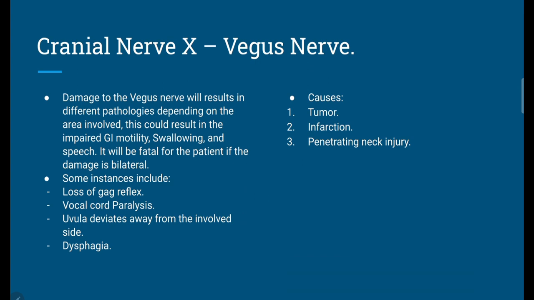Let's look at the clinical relevance. Damage to the vagus nerve will result in different pathologies, depending on which area is involved. However, the overarching pathologies will cause impairment in GI motility, swallowing, and speech. It will be fatal for the patient if the damage is bilateral. Some instances include loss of gag reflex, vocal cord paralysis, uvula deviating away from the involved side, and dysphagia. The most common causes are tumor, infarction, and penetrating neck injury.